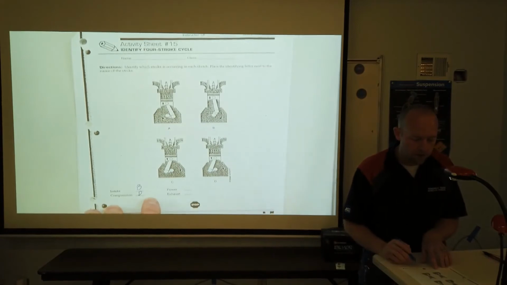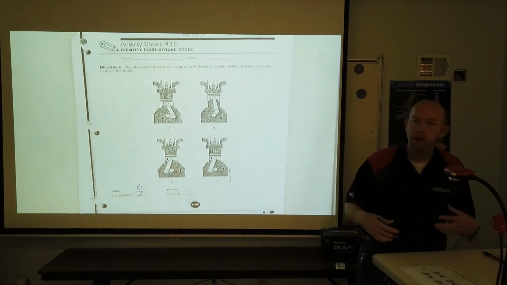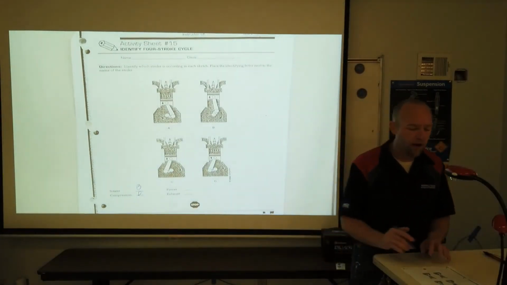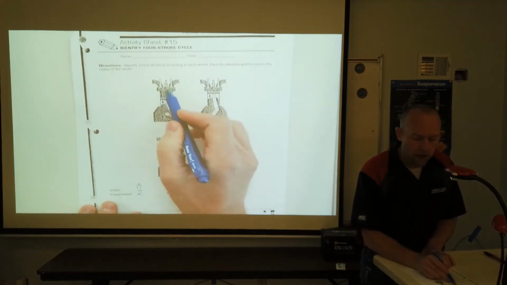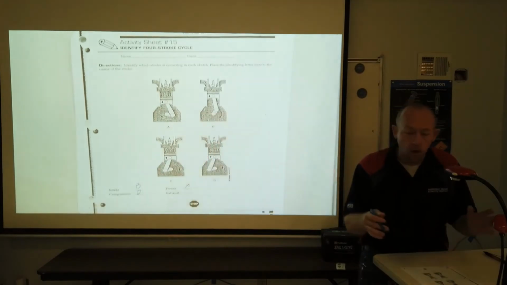so that would be D for our compression stroke. On the power stroke, we expect the piston to be moving down and both valves to be closed, and so A would be our power stroke, and we're also seeing on A that it's showing there's a spark that's occurring.